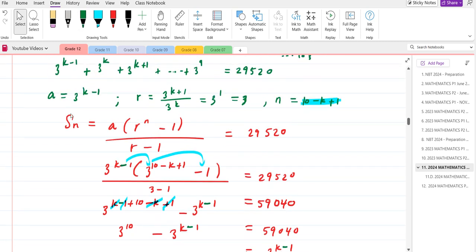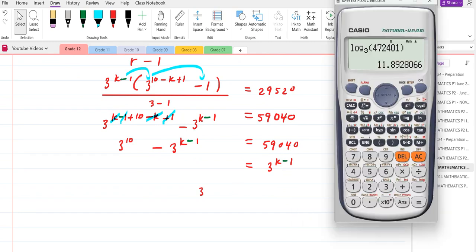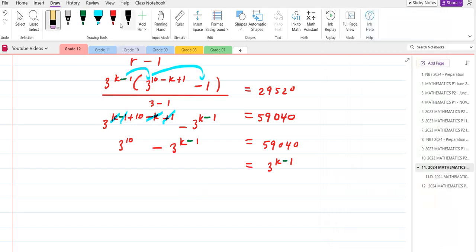See, if you go at the beginning, 3 to the power k minus 1, k minus 1 plus 10 minus k plus 1. Alright, so that cancels out, just left with 3 to the power 10. Now you're going to take 3 to the power 10 minus 59,040. I'm just getting 9. Wow, amazing. Right, so the answer is 9.